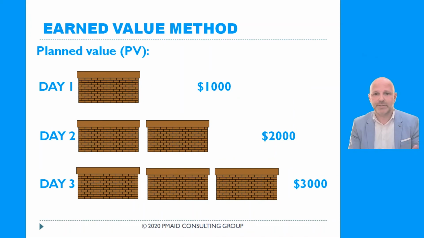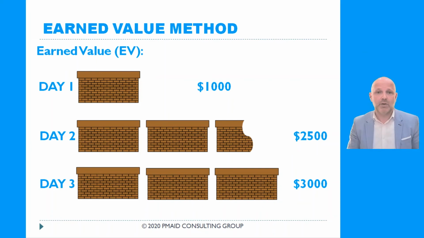Here is a specific example. We are building a wall and each section is budgeted $1,000. We think that it costs $1,000 to build each section. So on day one, end of day one, we're planning to spend $1,000. End of day two, we're planning to spend $2,000. End of day three, we're planning to spend $3,000. This is our planned value. What is our earned value?